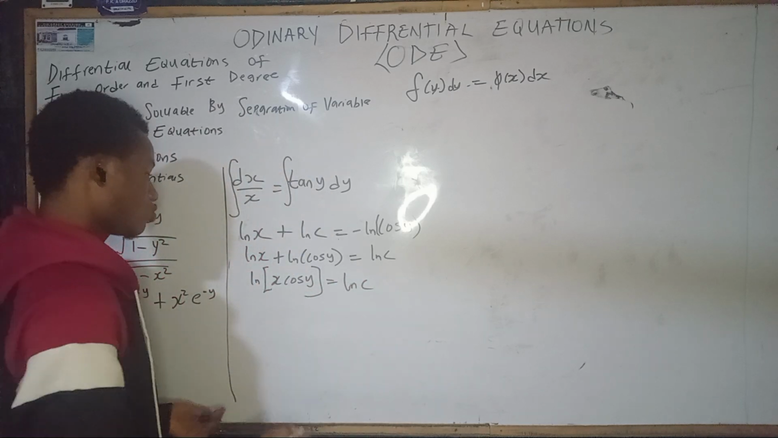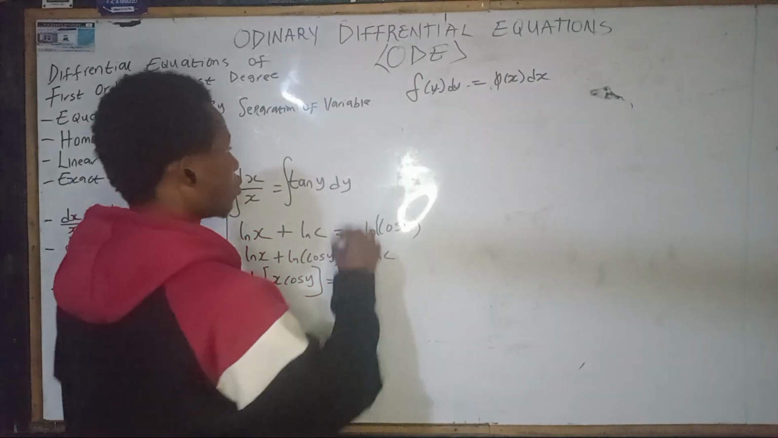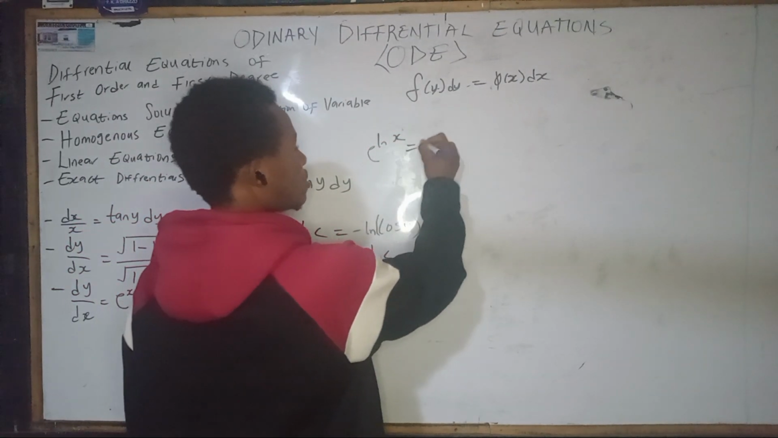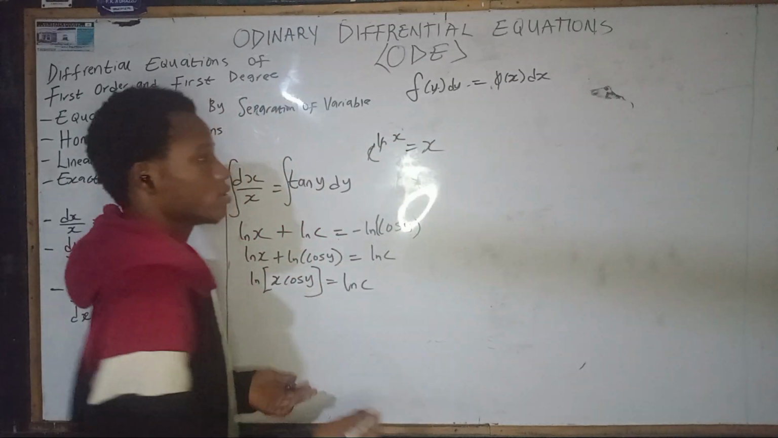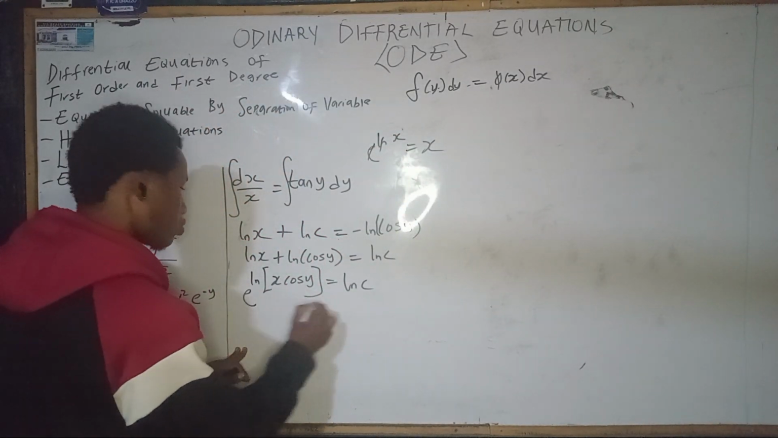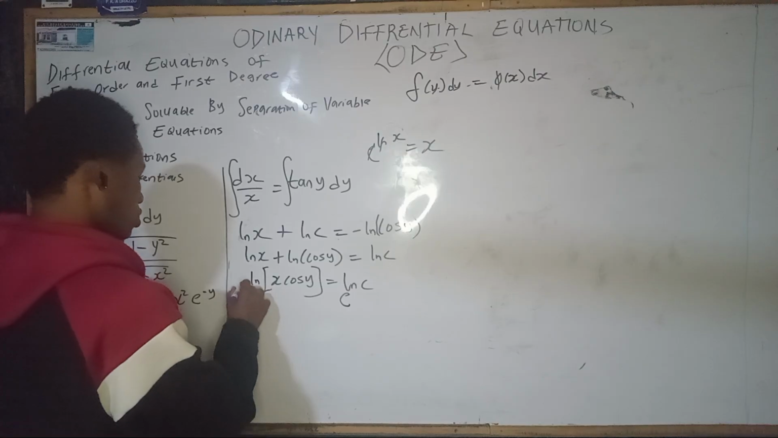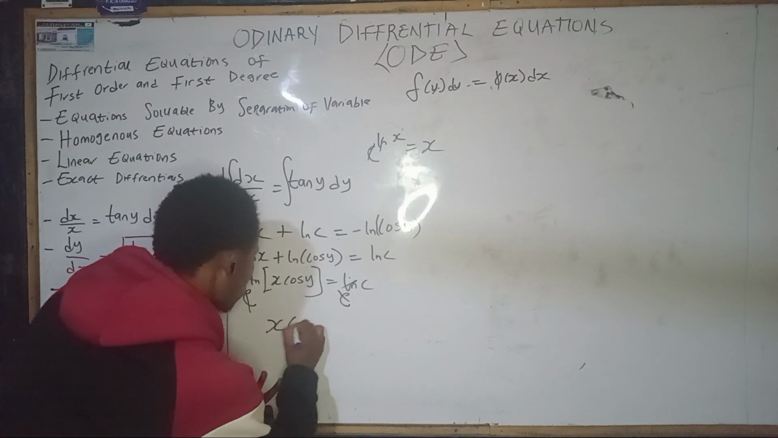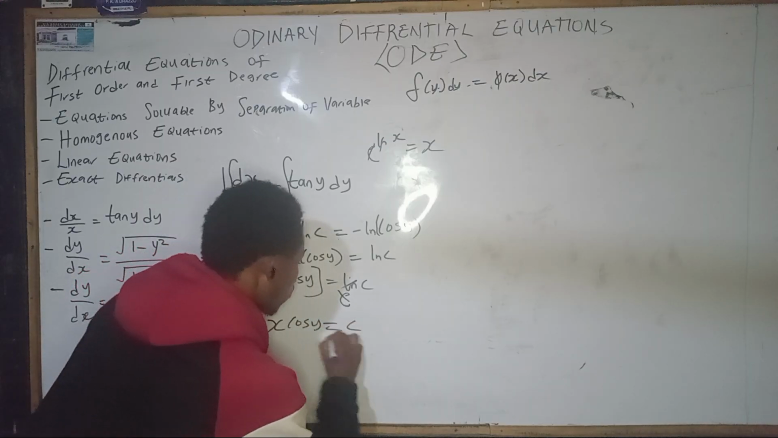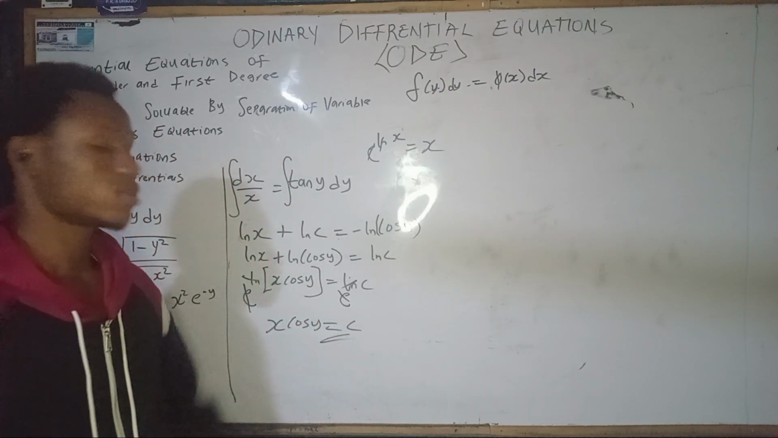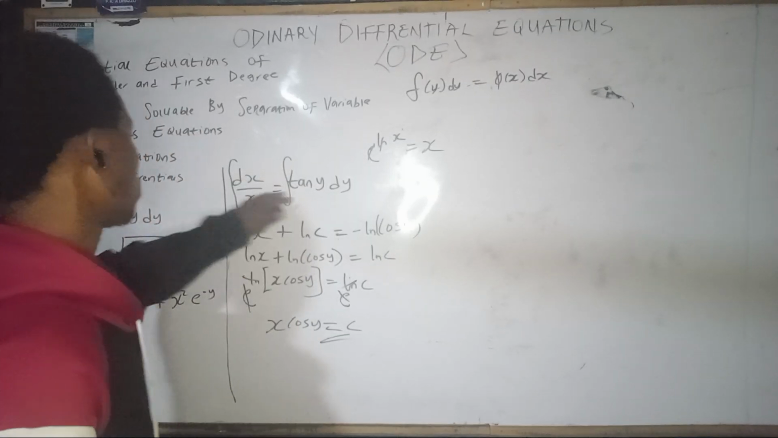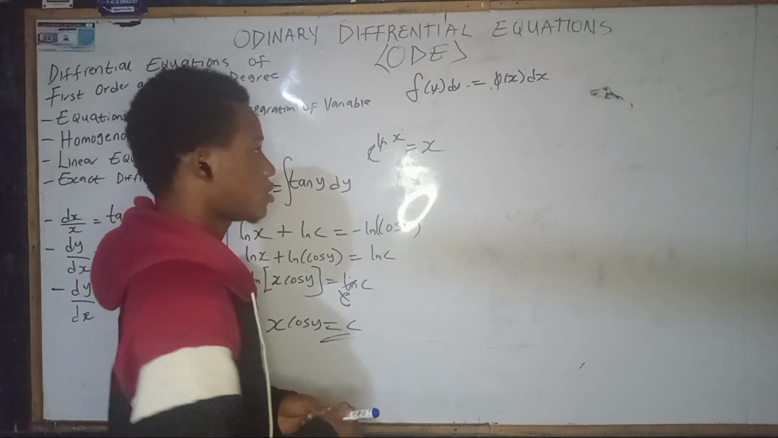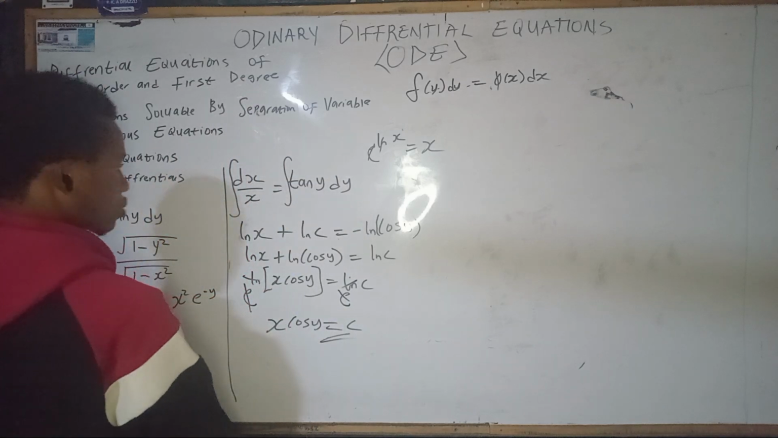And we use this particular law that e raised to the power ln of a function x is the same thing as x. That is, the e will cancel the ln. So we add e to both sides here. e cancels ln, e cancels ln. Therefore we have x cos y is equal to c. So this is the final answer for question number one here. So now let's move on to the next question.